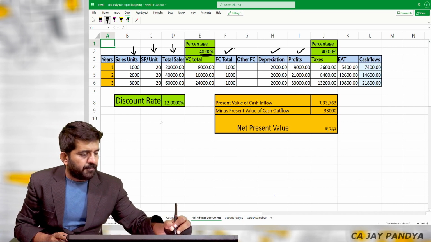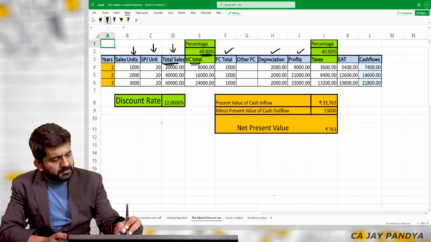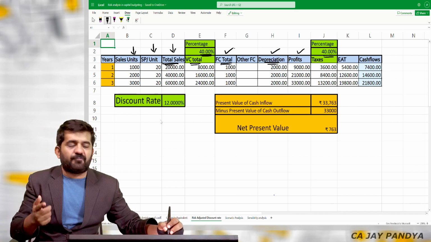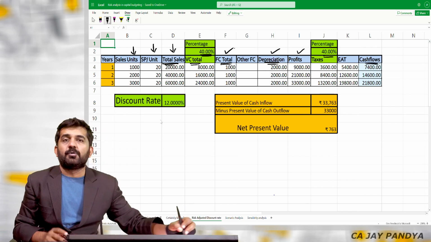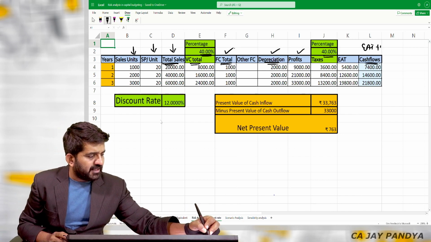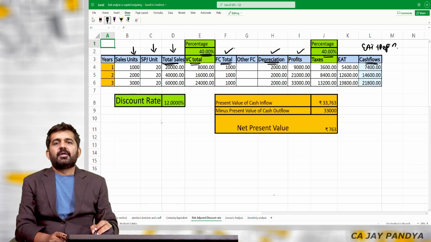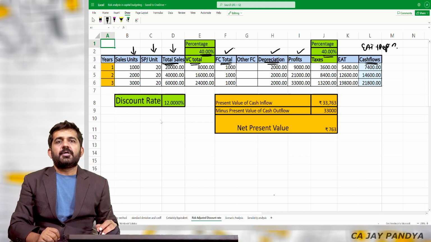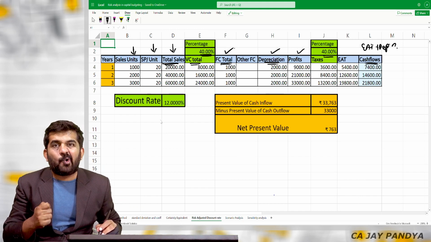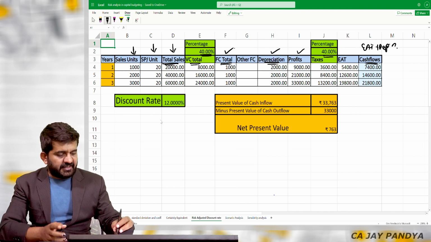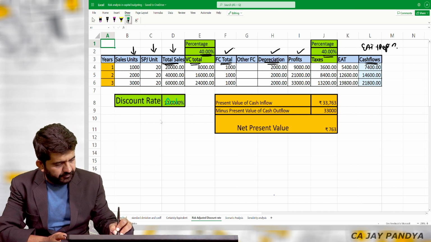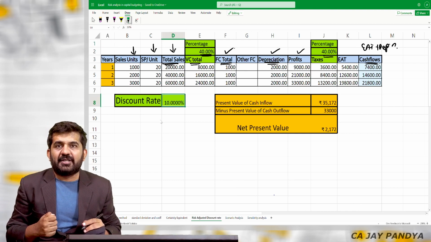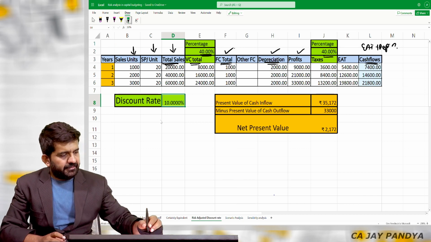Depreciation is given. Profits can be easily found out by total sales minus variable cost minus fixed cost minus depreciation. Taxes are at the rate of 40%. I get EAT, and cash flows are nothing but EAT plus depreciation. This is the chart we have taken in capital budgeting, so now you should be very comfortable with this one. Try to understand, the cost of capital of the company is 10%.